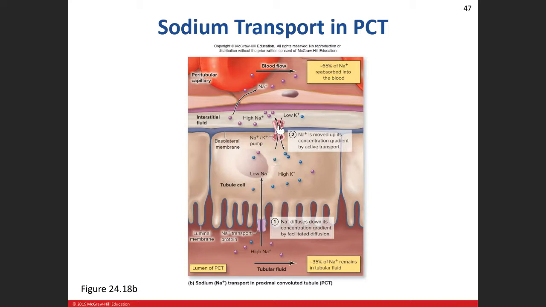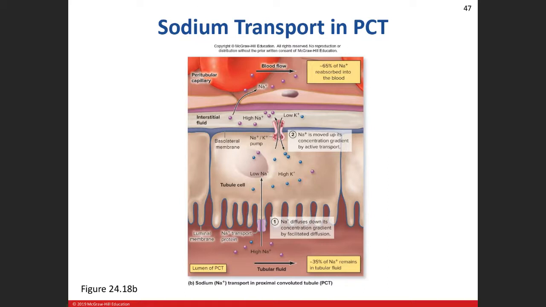So we're going to move that sodium out of the cell against its concentration gradient, but at the same time, we're going to pull potassium back into the cell. That's all we're doing. We're just moving it across, balancing it out. And then that sodium enters back into the blood. And of course, keep in mind, water follows it. So both sodium and water will go back into the bloodstream.